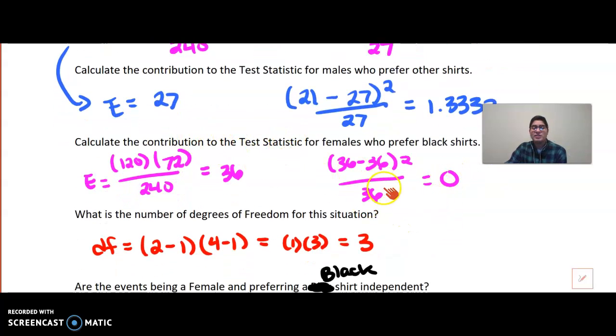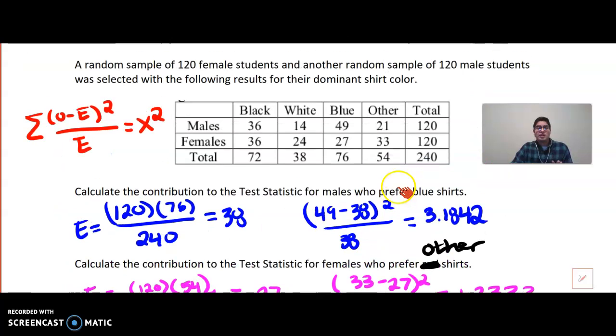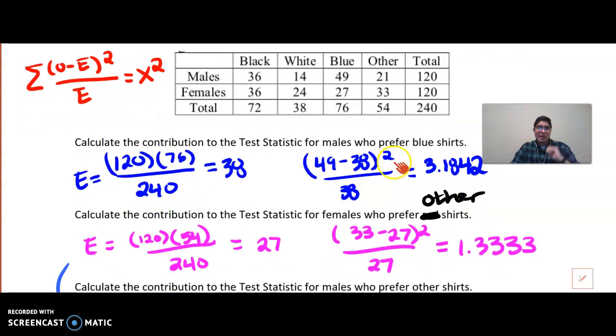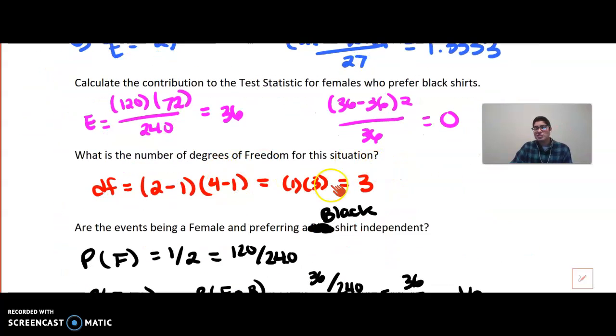I look here for the test statistic for females who prefer black shirts, and here actually our expected count meets our observed count, so we have a test contribution of 0, so this isn't going to alter. There's actually no difference here. What we expected is actually what occurred. Next up, to find the degrees of freedom, I take the row total minus 1. Here I had the males and females in my row, so that's 2 minus 1. And then I look at the shirt color categories of black, white, blue, and other. That's 4, and take 1 away, that should give me 3. So 1 times 3 gives me 3 degrees of freedom for the situation.